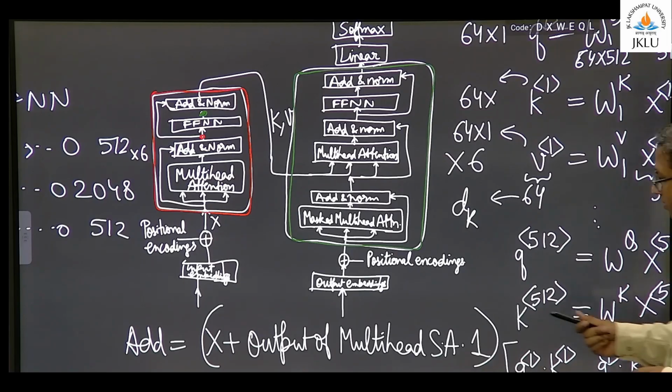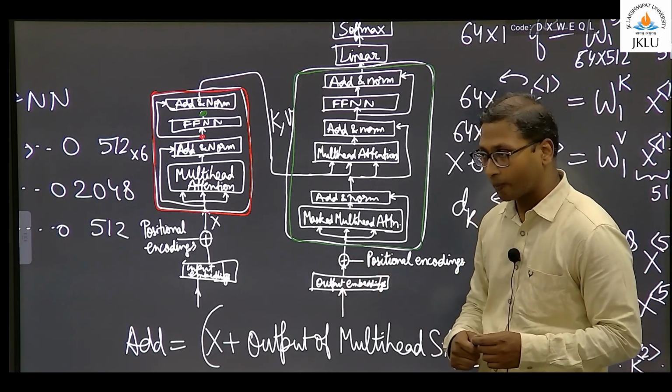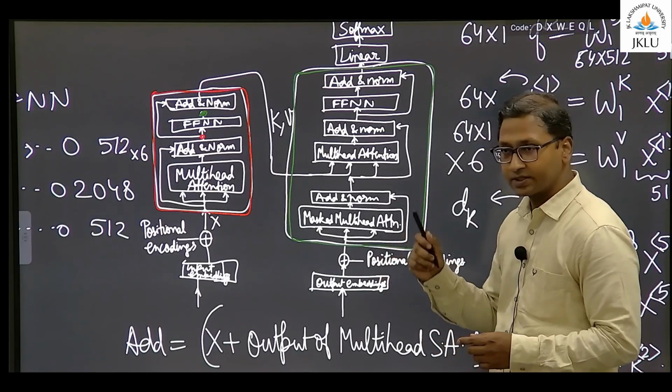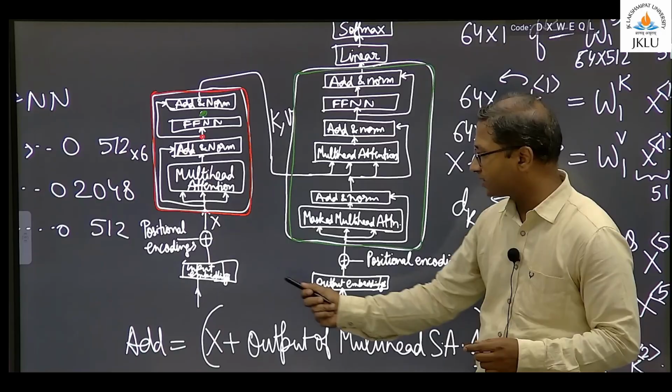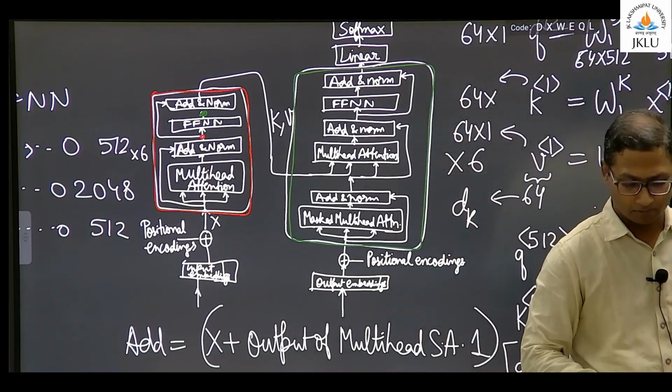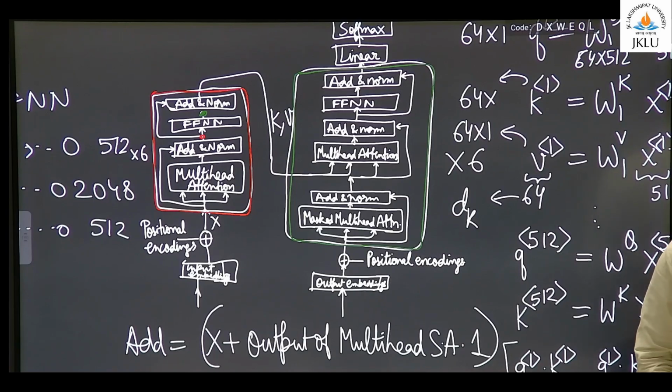So this is output embeddings, positional encodings. Why do we have output embeddings and input embeddings? Why?